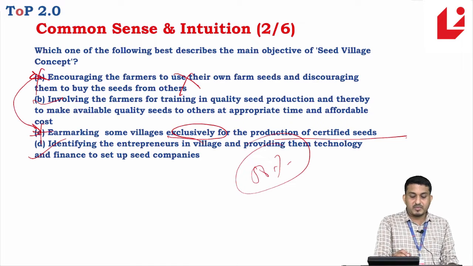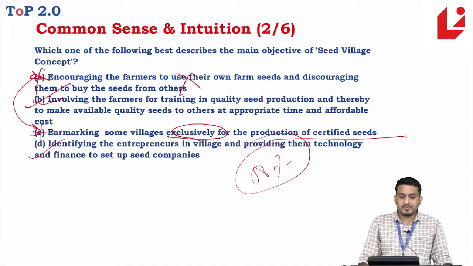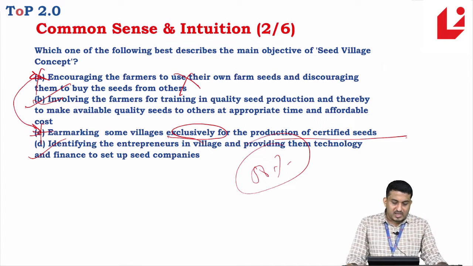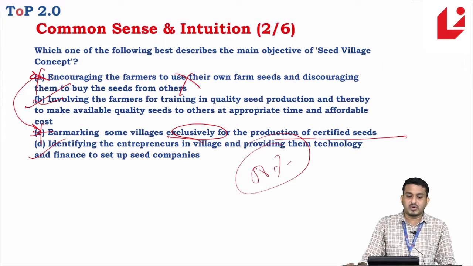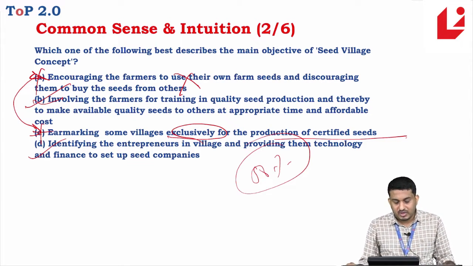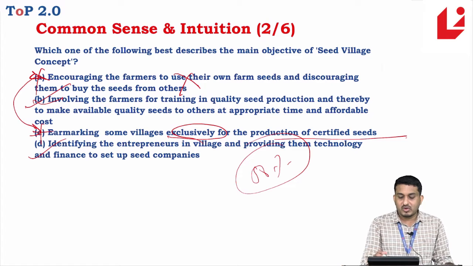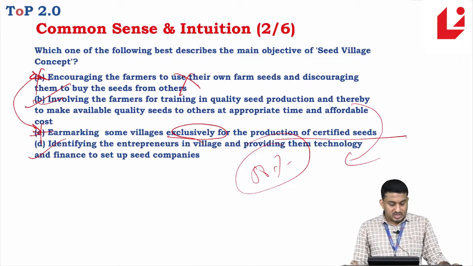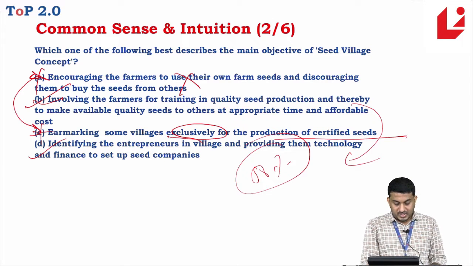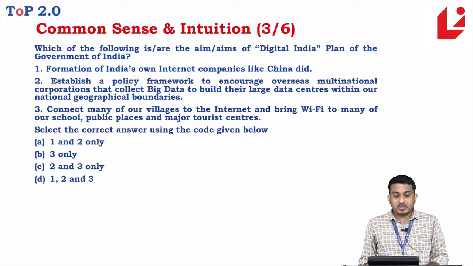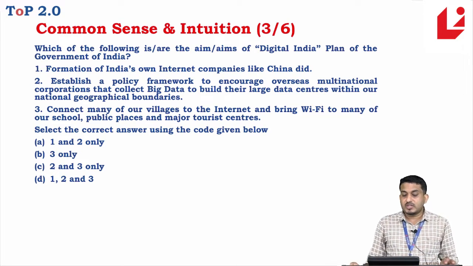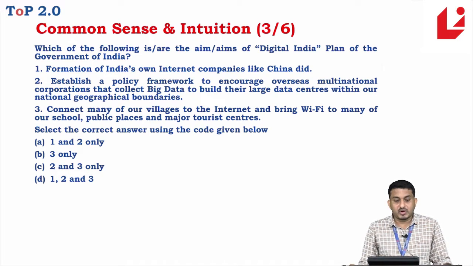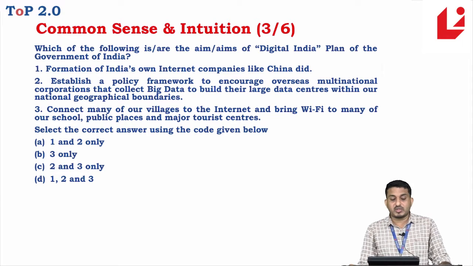The answer is B. And also if you read B and D very carefully, you will feel that option B is the most sensible option. Even if that is not the case, at least you can narrow down your selections between B as well as D. So answer here is B. Now next question, which are the following aims of Digital India? Try to use common sense and try to find out the answer.